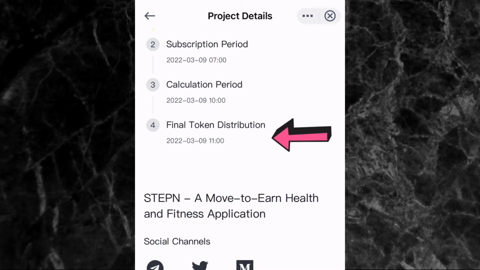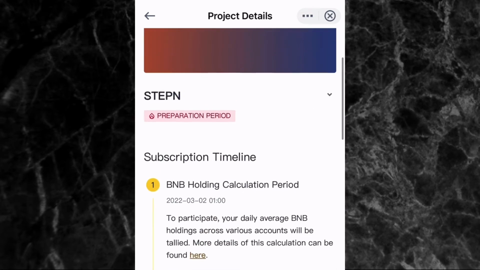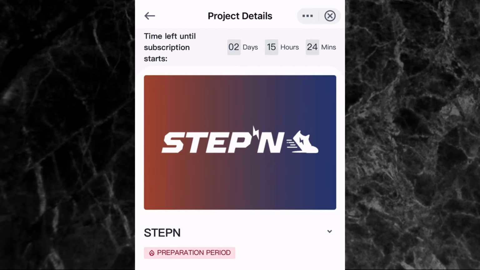So by 11 a.m. that day, Binance will start distributing all the tokens to each person that has subscribed to this project. And once the token is distributed to everyone, you will see yours in your spot wallet, including the BNB that you have used to subscribe or that you have staked. And once trading starts for the token, you can also trade it, or maybe you can convert it to any other crypto of your choice.